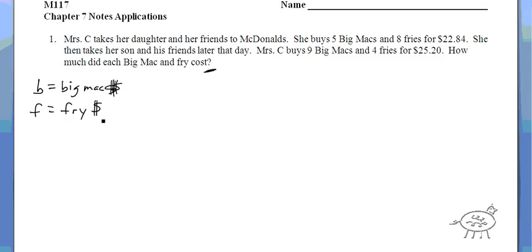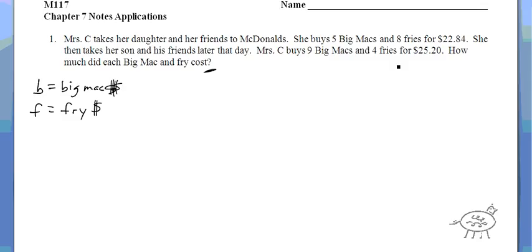The next thing we're going to do is write equations for these two. I call this type of problem, let's read the question. Mrs. C takes her daughter and her friends to McDonald's. She buys 5 Big Macs and 8 fries for $22.84. She then takes her son and his friends later that day. Mrs. C buys 9 Big Macs and 4 fries for $25.20. And then how much did each Big Mac and fry cost?